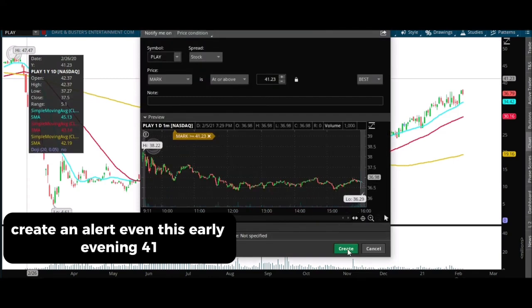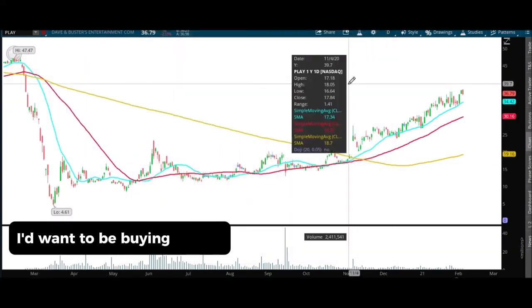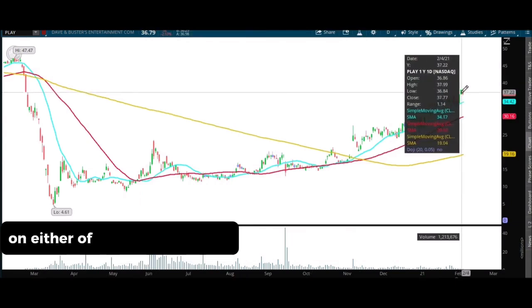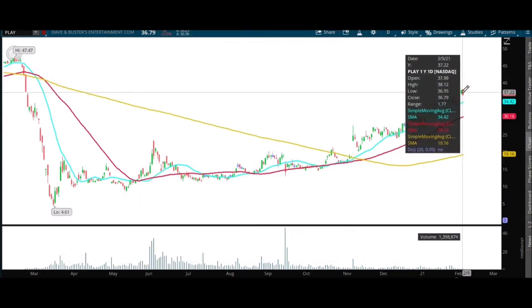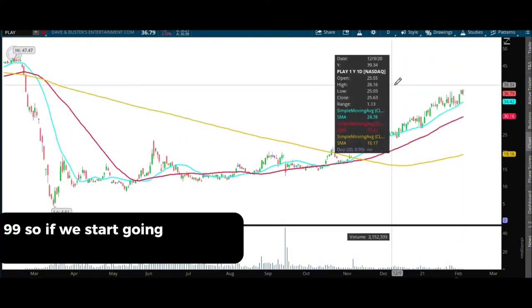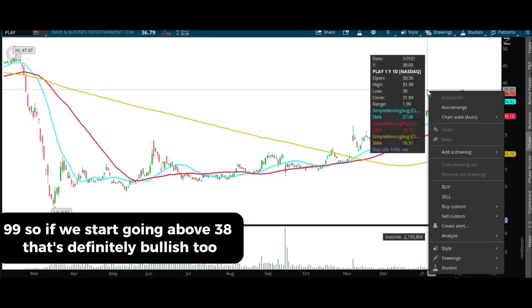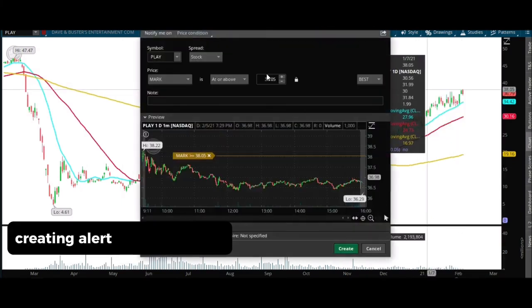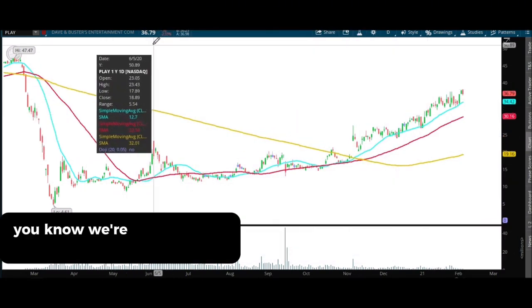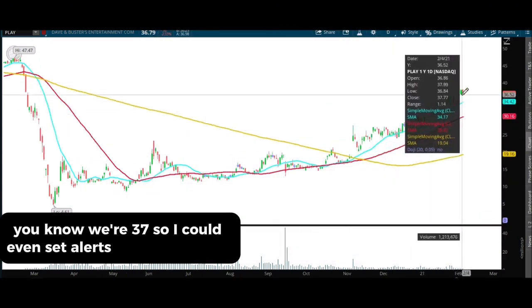Even this early, even at 41, I'd want to be buying sooner if I start to see it break out above the high on either of these candles here, 38.12 and about 37.99. So if we start going above 38, that's definitely bullish too. Create an alert at or above 38.05. Even though we're at 37, so I could even set alerts earlier than that.